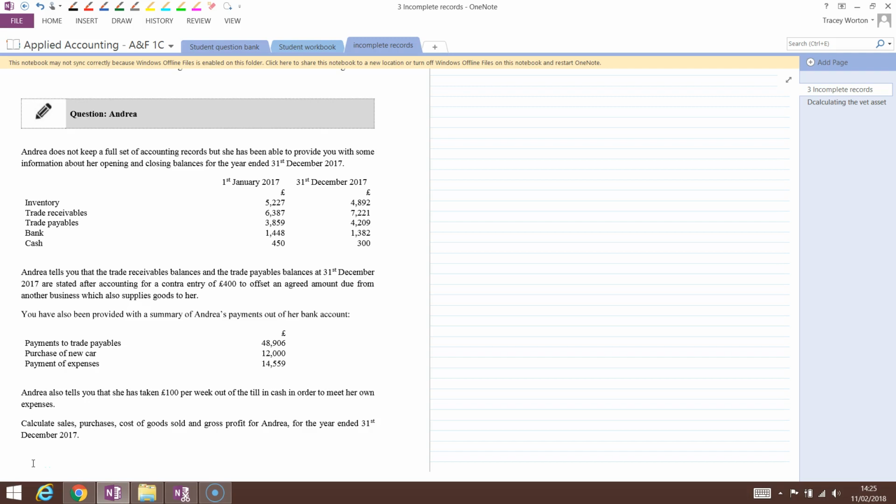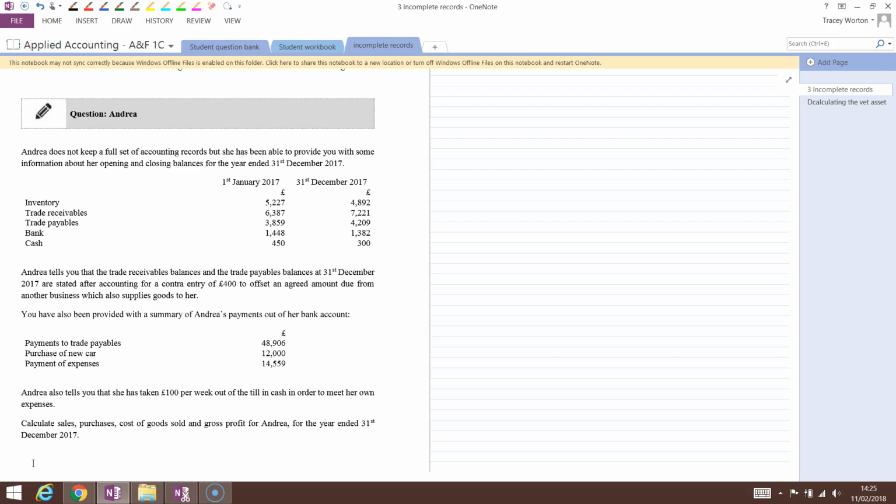In terms of the bank account, we had an opening balance of 1,448 with a closing balance of 1,382. And then money in the cash tin, at the opening of the year it was 450, and at the close of the year it's 300. So Andrea tells you that the trade receivable balances and the trade payable balances at the 31st December 2017 are stated after accounting for a contra entry of £400 to offset an agreed amount due from another business which also supplies her with goods. You've also been provided with a summary of Andrea's payments out of her bank account.